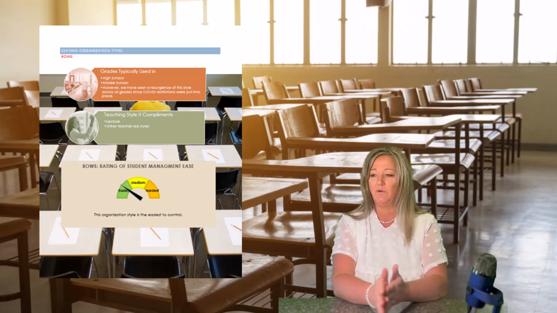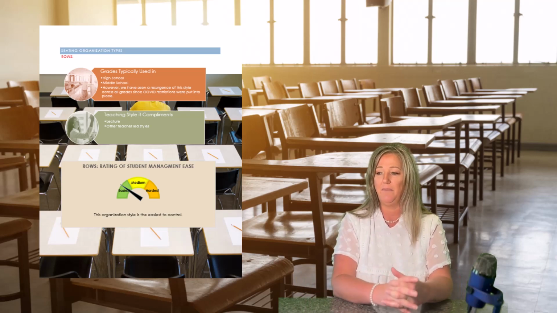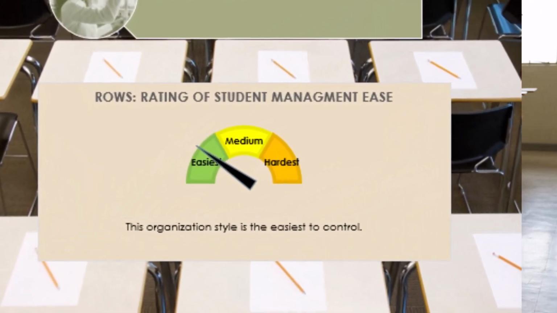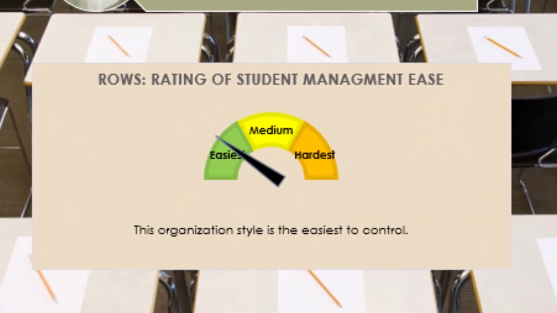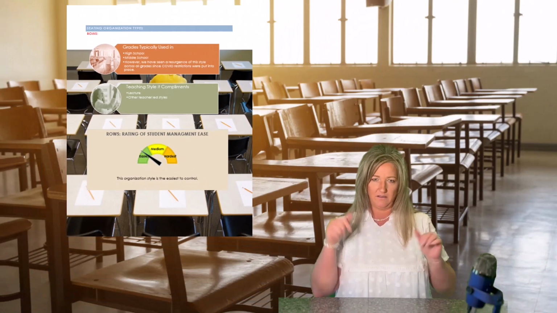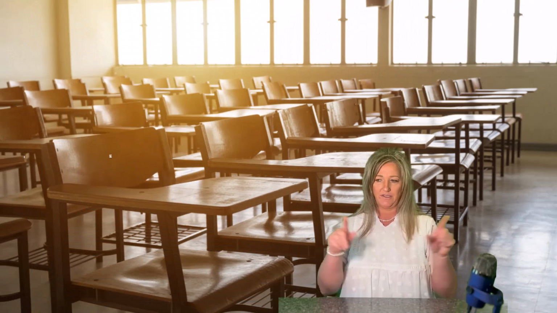Got some ratings for you of student management ease. As far as classroom management goes, I would say that this is on the easier scale. Kids tend to be in their own little boxes and they don't tend to pick and goof with each other as much because they have their own little defined spaces.